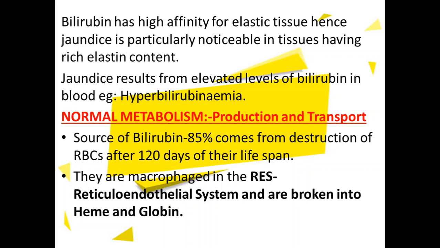Now from where are we getting bilirubin? 85% of bilirubin we get from the destruction of RBCs. RBCs have a lifespan of 120 days, right? So after their 120 days are completed, they are destroyed by your macrophages. From where do these macrophages come? From your reticuloendothelial system, also called the macrophage system, right? So these macrophages eat RBCs when they are aged after 120 days, and these RBCs are broken down into heme and globin.